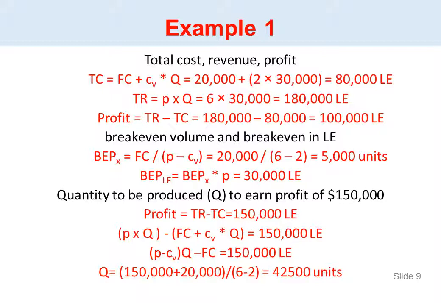The question is how much to produce to earn a certain profit. The profit is equal to total revenue minus total cost, 150,000. Substitute using the ordinary equations of total cost and total revenue. You find that the quantity is 4250 units, or 2500 units.